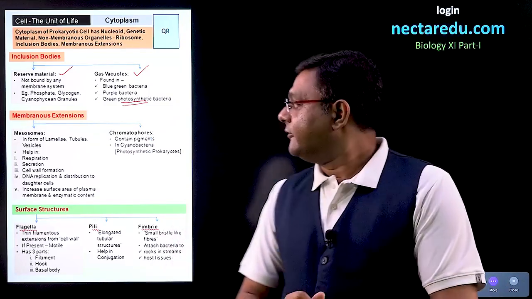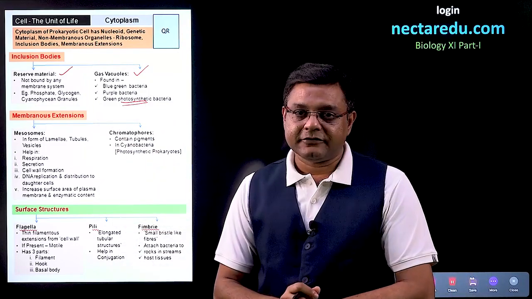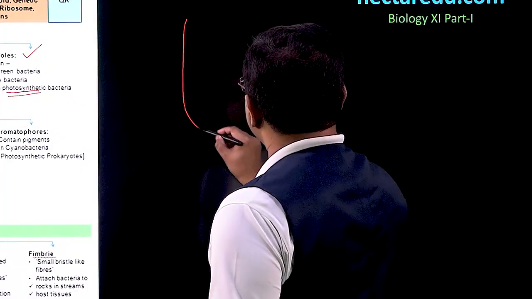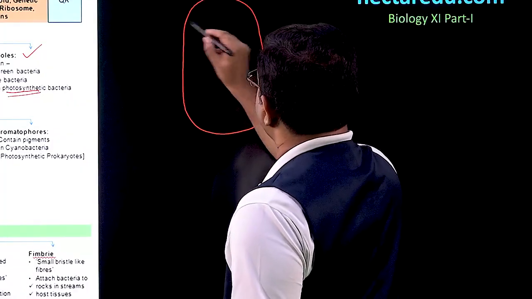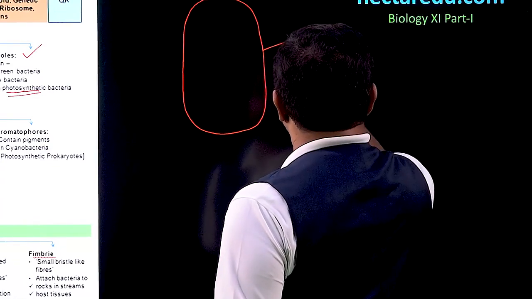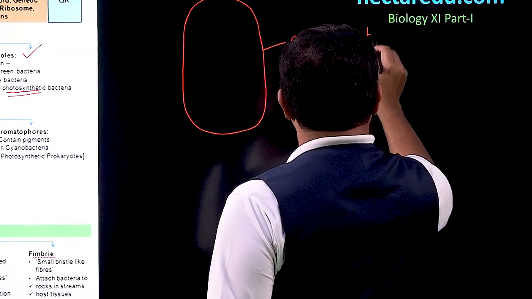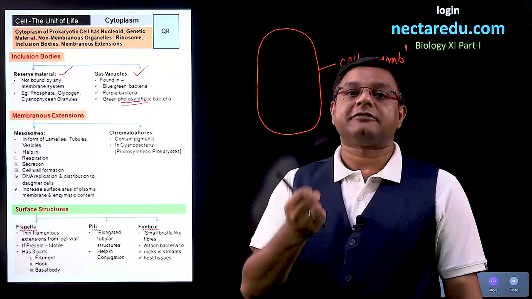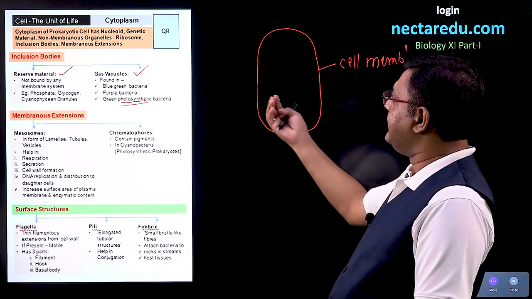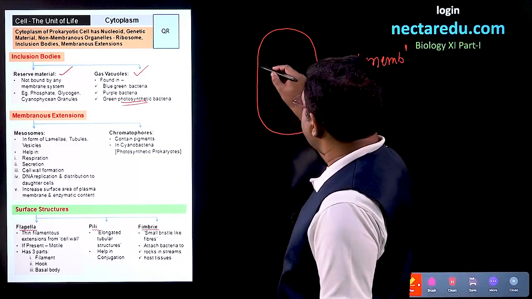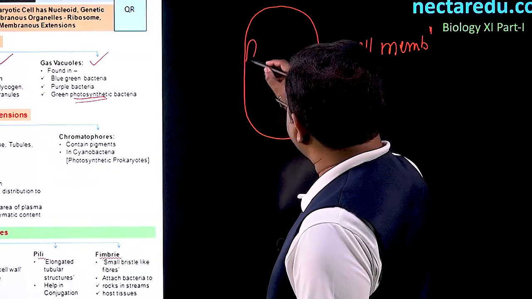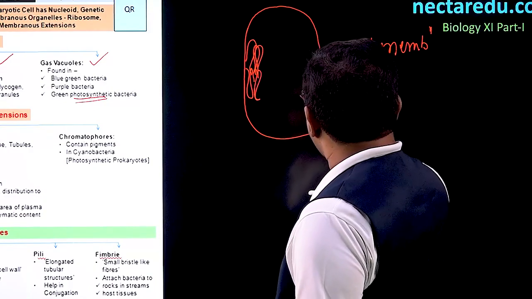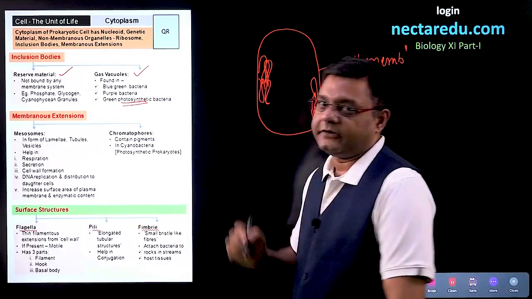After inclusion bodies, we come to the membranous extensions. Now what are these membranous extensions? If we look into the structure of bacteria, this is, we say, the cell membrane of bacteria. Now the cell membrane will have extensions inside the cytoplasm. So not outside, these will be inside the cytoplasm. So this cell membrane will extend something like this, and these extensions are called membranous extensions.